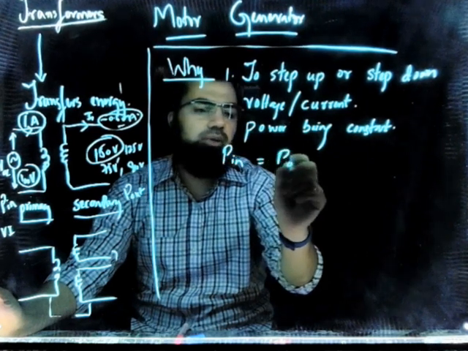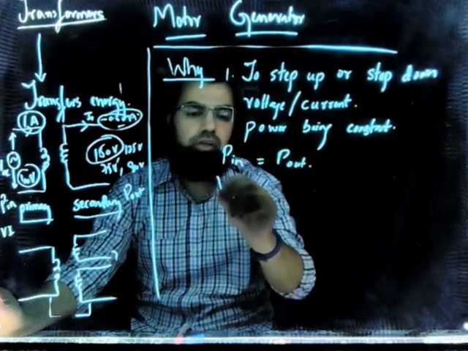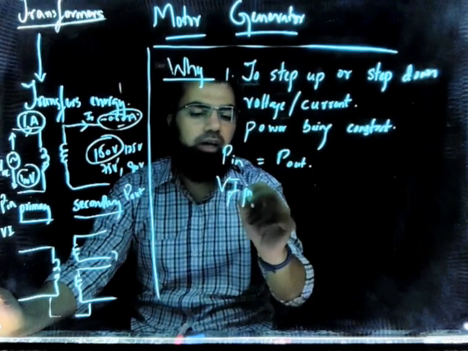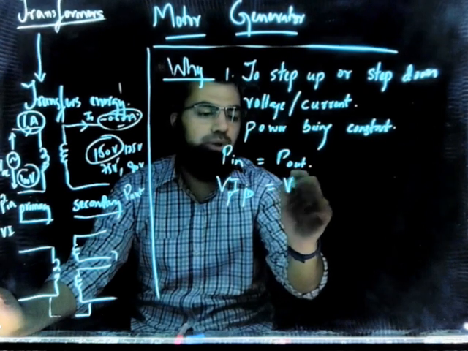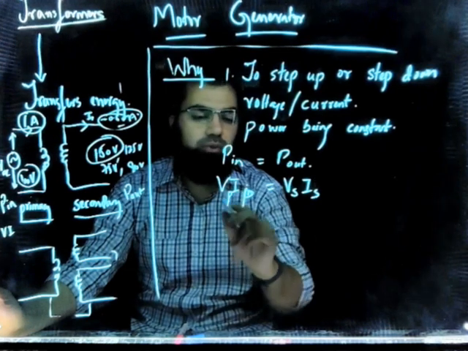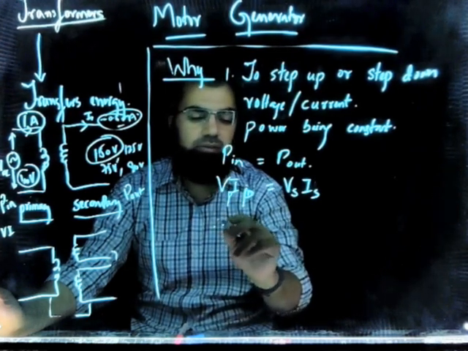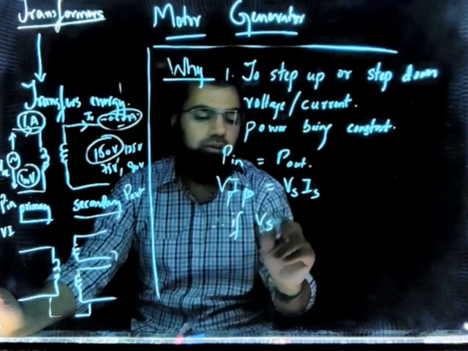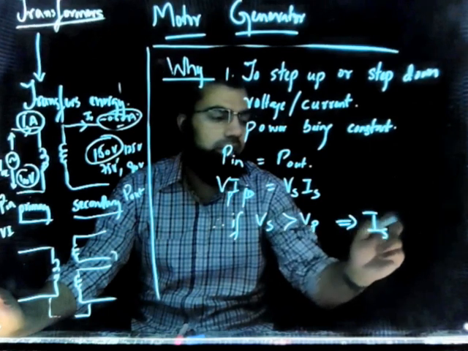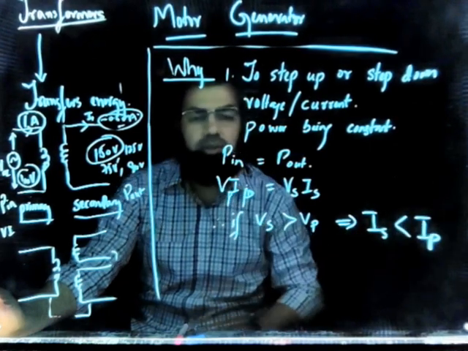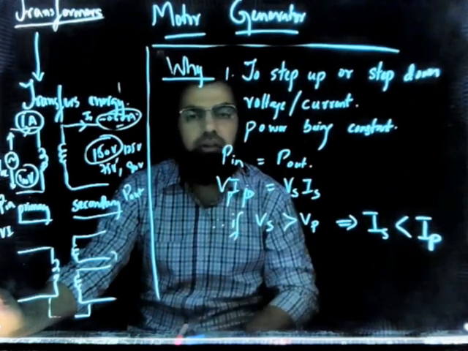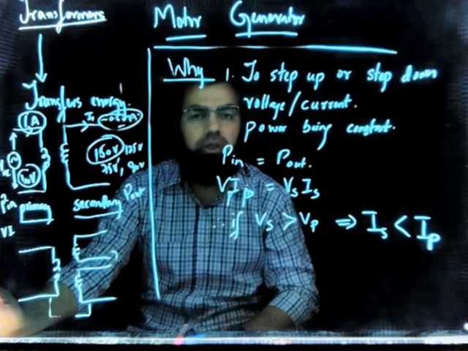That means if P in is equal to P out, then V primary and I primary has to be equal to V secondary into I secondary. Therefore, if Vs is greater than Vp, it will ensure that Is will be less than Ip. So while your voltage is being stepped up, your current is being stepped down.